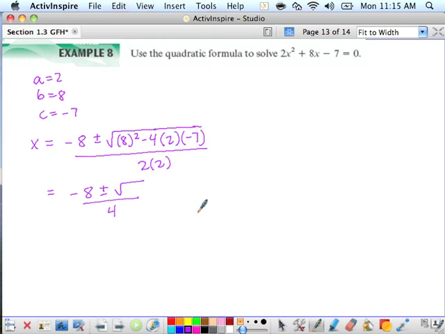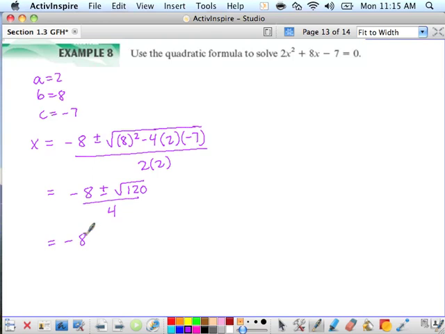120. 120. Okay? Now the square root of 120 should simplify. Does anybody know what it simplifies into? 2 square roots of 30, yeah. Because that's the same as 4 times 30. And then the square root of 4 is 2, and the square root of 30 doesn't simplify any further.